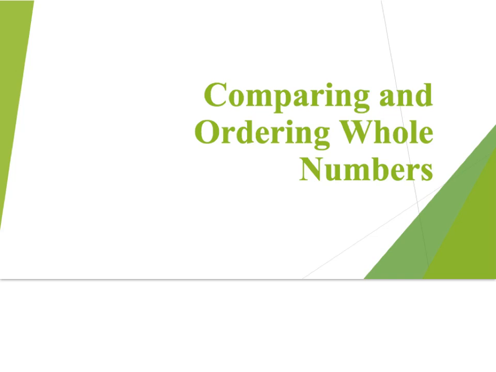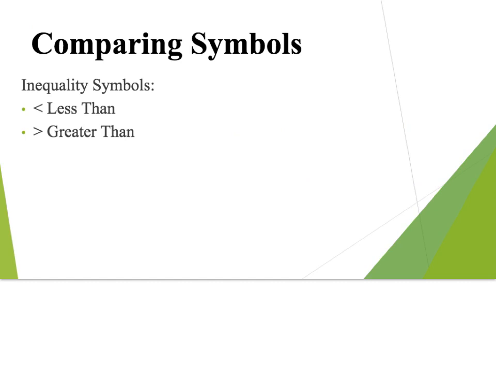Okay, today we'll be talking about comparing and ordering whole numbers. To compare whole numbers, we use symbols called inequality symbols. Here you'll see that we have a less than symbol and we have a greater than symbol. We would use the less than symbol in situations like 3 is less than 4. Greater than we would use just for the opposite, so maybe 100 is greater than 15.